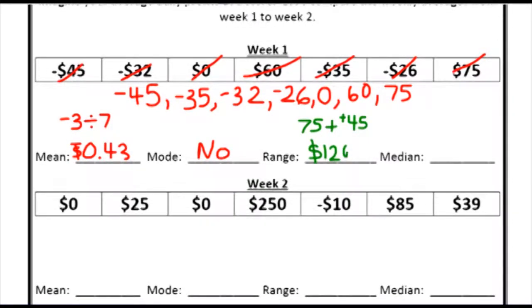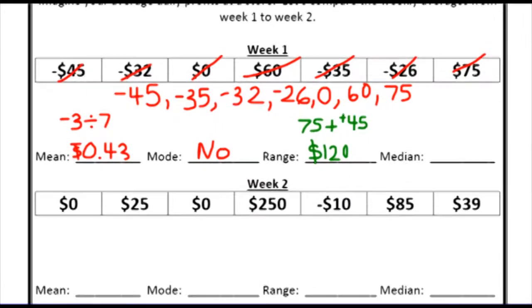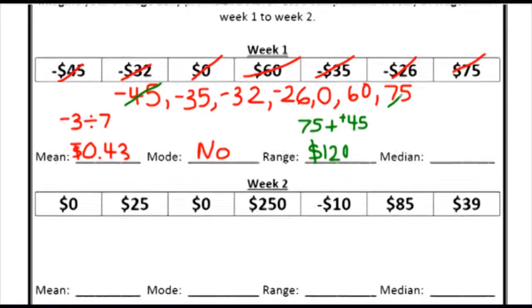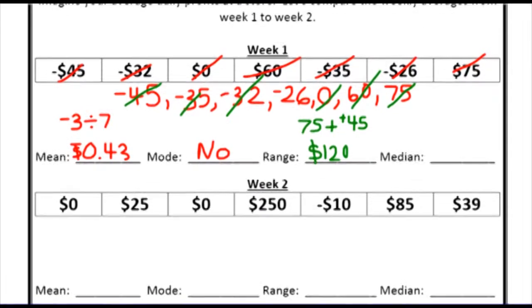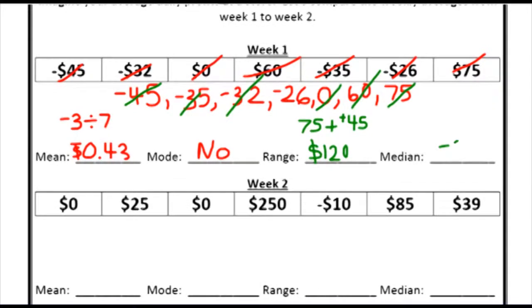To find the median, we already have numeric order, left, right, left, right, left, right. My value's right in the middle. There are not 2, so it's right in the middle, negative 26.